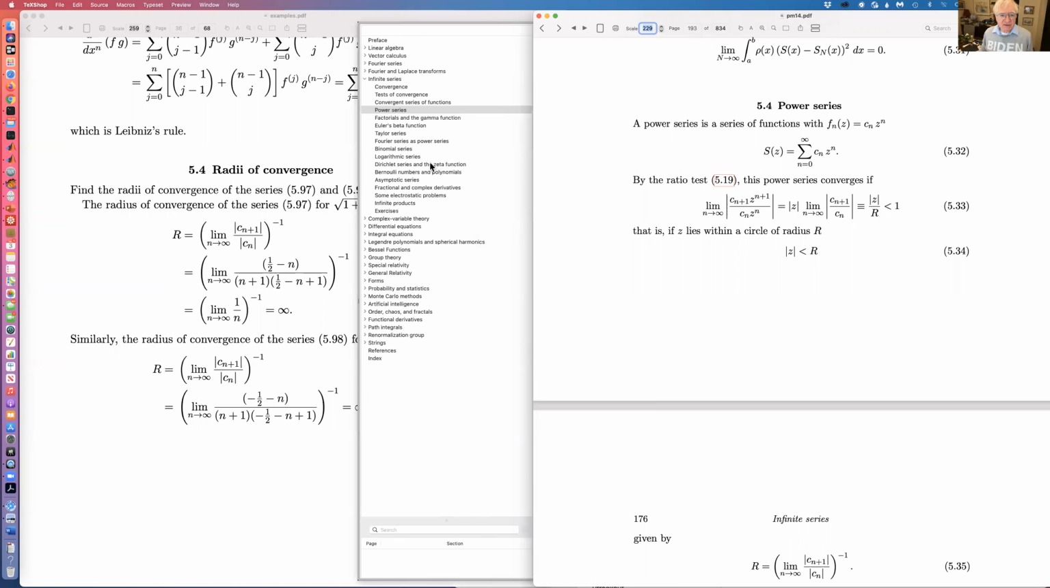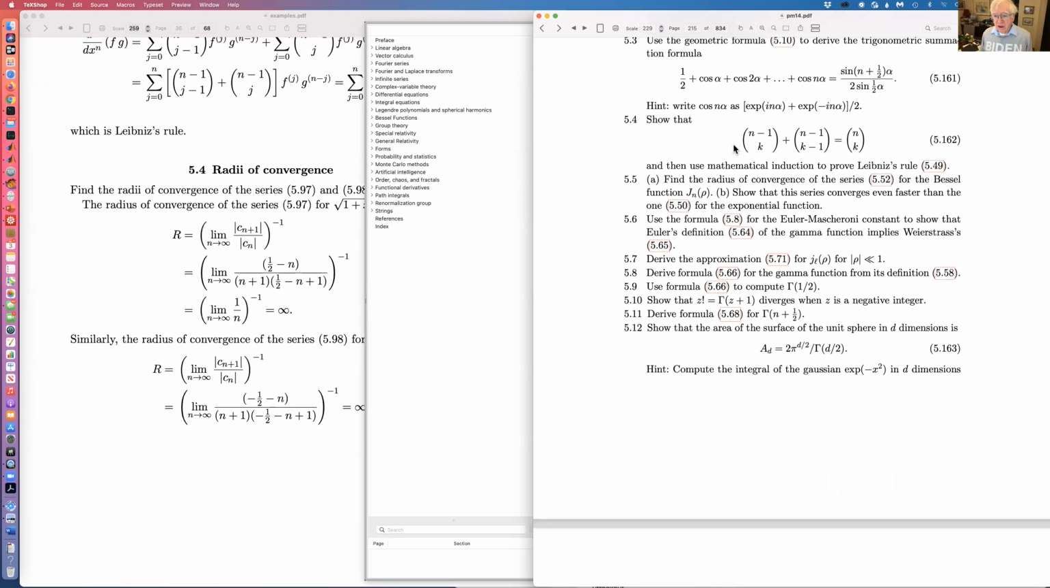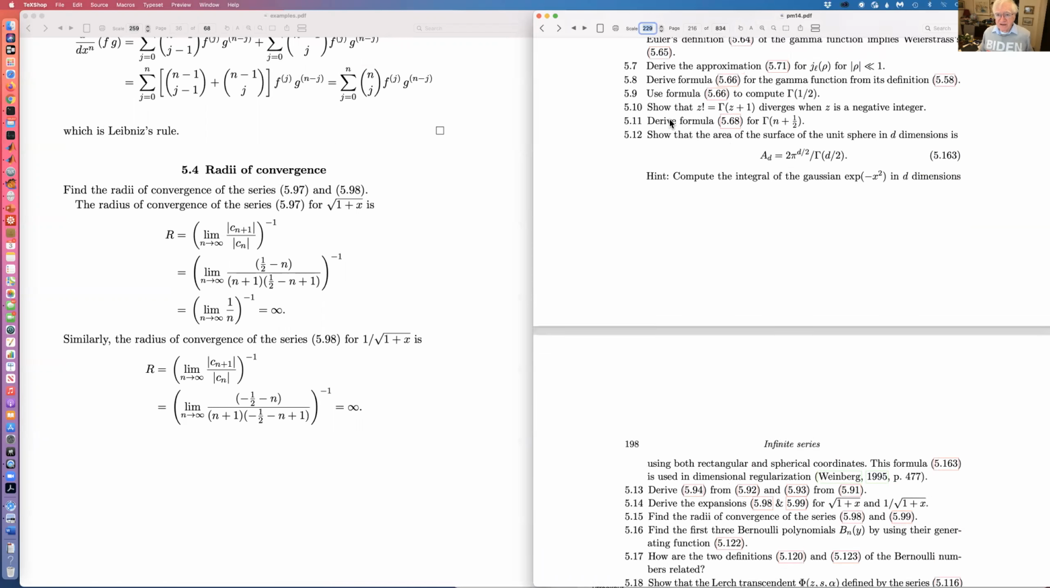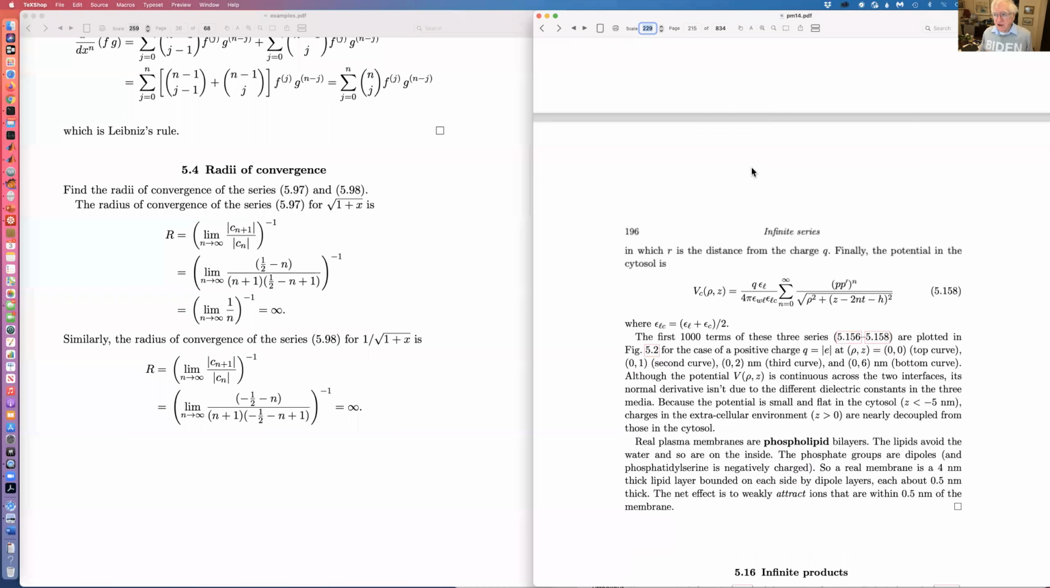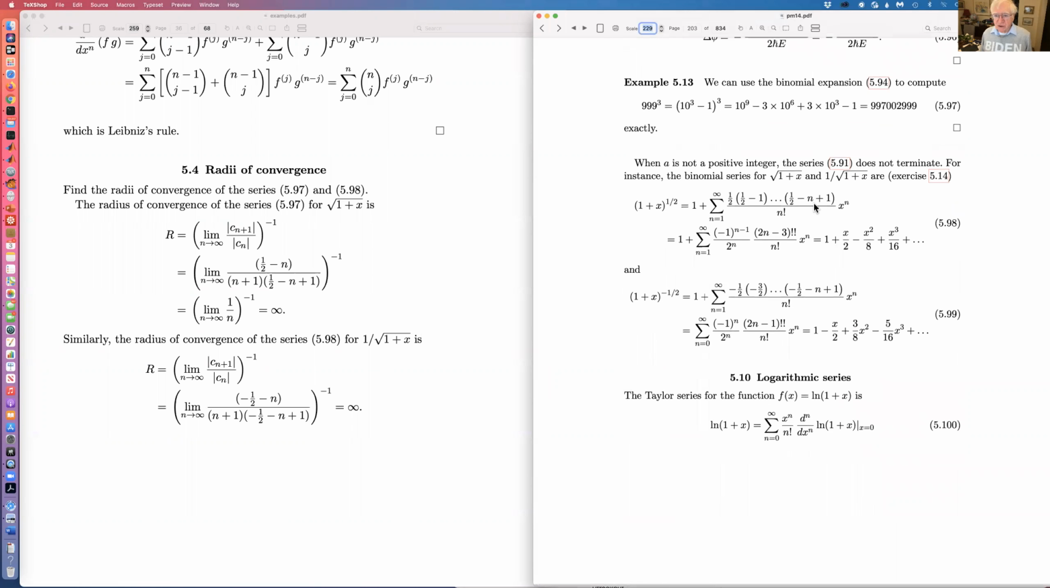The bottom line then is, let me switch now to exercises. For the series in question, the square root of 1 plus x and 1 over the square root of 1 plus x, the series are just about here. So here are the series. I computed Cn plus 1 over Cn. You could use this formula, but I found this formula to be easier.